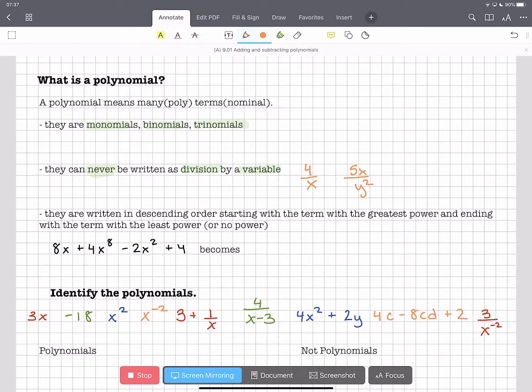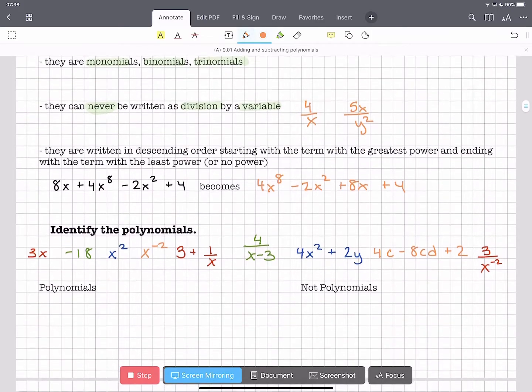So in the example 8x plus 4x to the 8th minus 2x squared plus 4, I need to rearrange that so it's in descending order from greatest power to least power. Well, the greatest power is 4x to the 8th. Then we have our 2x squared. Then we're going to add 8x, and then we're going to add 4. So you can see we started with the greatest power, and it descended down towards the least, which is the constant in this situation.